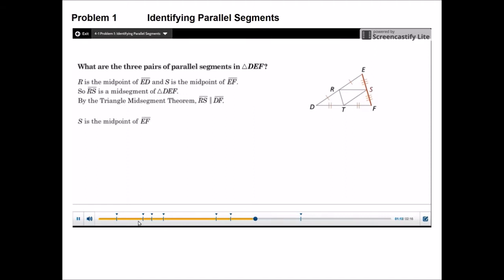S is the midpoint of segment EF. And T is the midpoint of segment DF. So, segment ST is a midsegment of triangle DEF. By the triangle midsegment theorem, segment ST is parallel to segment ED.